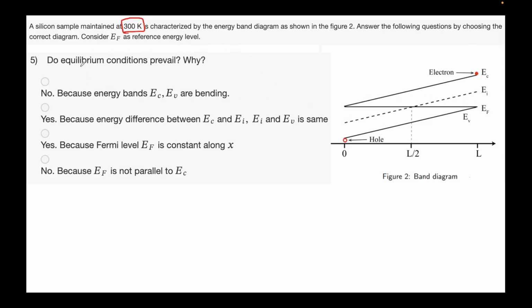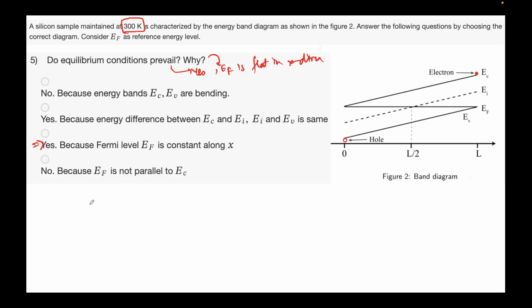The question says, do equilibrium conditions prevail? Yes, they prevail. The system is in equilibrium. Why? Because EF is flat. So the first question is yes. EF is flat in the x direction. In this direction you can see EF is not changing, so the answer would be this option: yes, because the Fermi level EF is constant along x. We'll see a problem if time permits today where EF is not flat. But just like I told you, it's a good check to see whether it's in equilibrium or not.